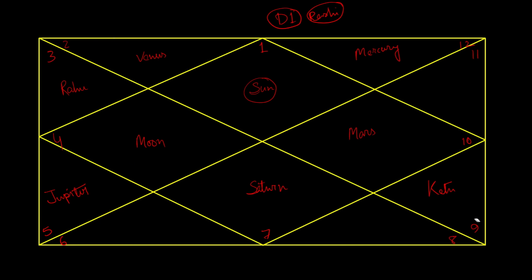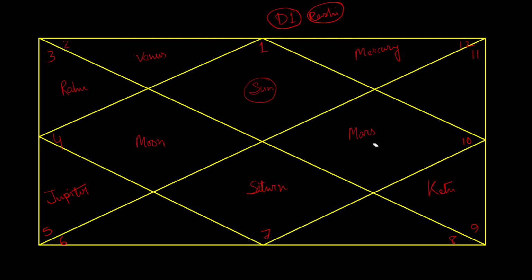That means this ninth Rashi. Suppose these numbers 1, 2, 3, 4 represent the signs consecutively. This is Aries, Taurus, Gemini, Cancer, then Leo, then Virgo, then Libra, Scorpio, Sagittarius, Capricorn, Aquarius, and Pisces. And these are the 12 different rashis.